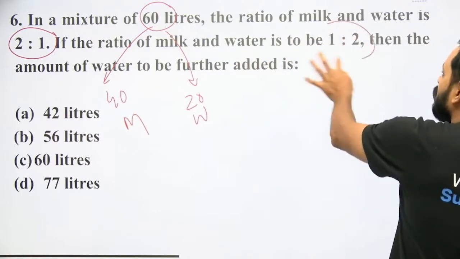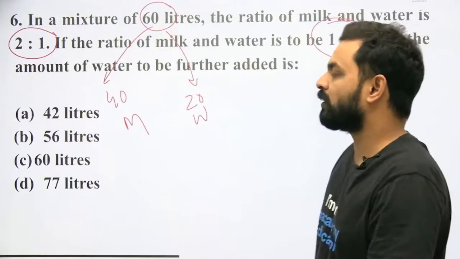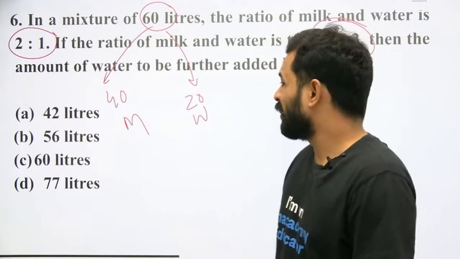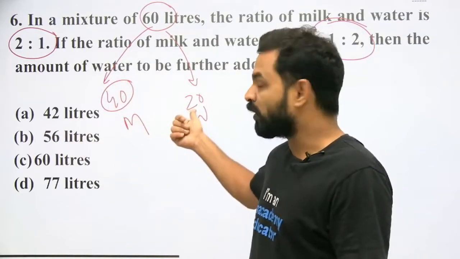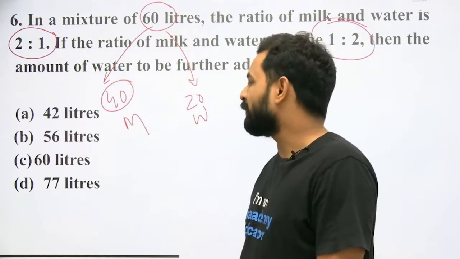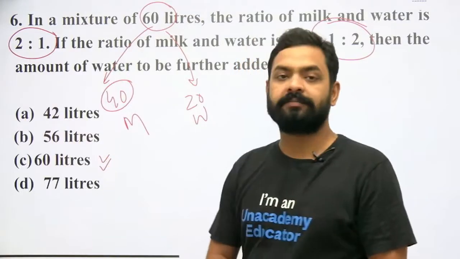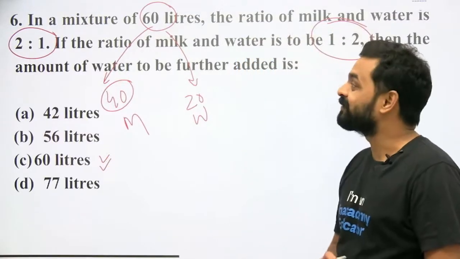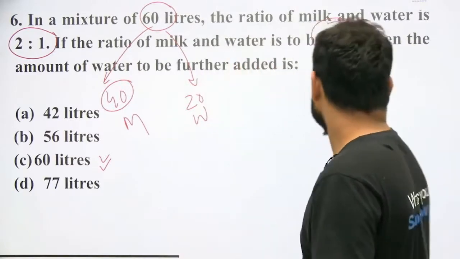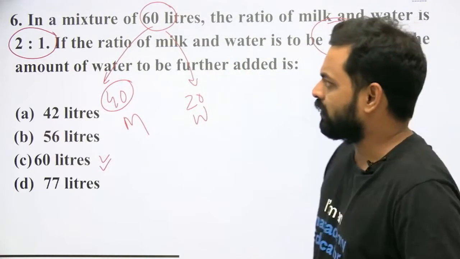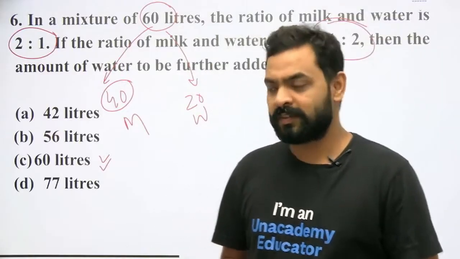Milk and water ratio is to be finally 1:2. So 1 unit is 40, so 2 unit will be 80. So 20 plus what is equal to 80? 20 plus 60 is equal to 80. I hope guys this is clear. Is it clear guys? I think it is absolutely and crystal clear. So let's move on to the next question.